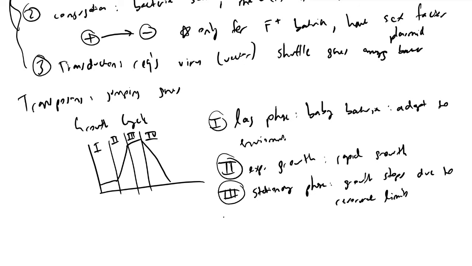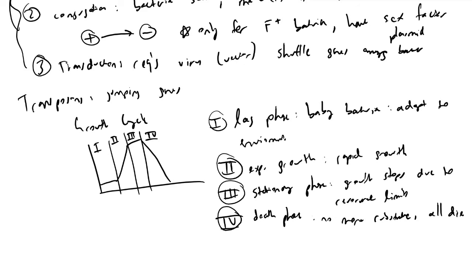And step 4 is the kind of sad one, which is the death phase. And in the death phase, all the nutrients run out, and so no more substrates, and everyone dies.